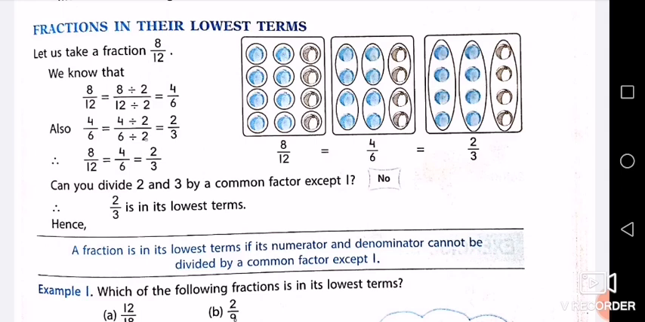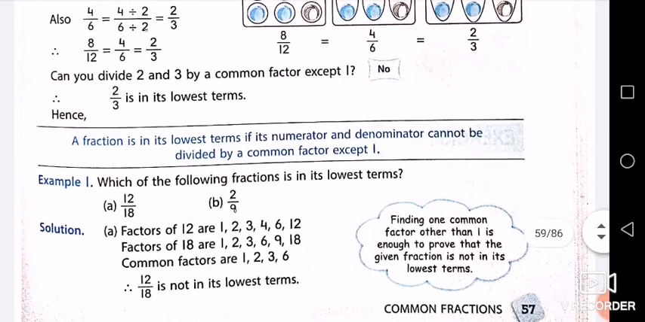Sometimes it is given: which of the following fractions is in its lowest term. It is given in half and half mark. So you are not going to solve everything and find out all the factors. So that is the quick method to find out whether the given fraction is in its lowest term or not.